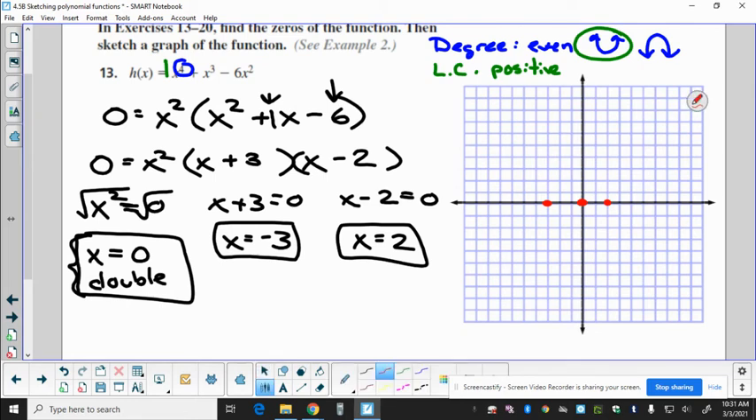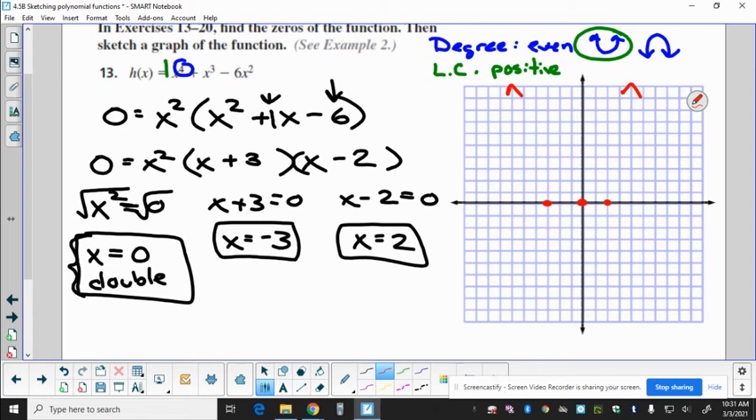So if it opens up, I'm going to go to the left of the leftmost point and the right of the other point. I'm just about ready, but there are some zeros to consider. This x equals 0 is a double 0, so on that I'm going to put a little parabola there. But I have to wait a second to see what that looks like because I have to consider the other zeros. These are single zeros.